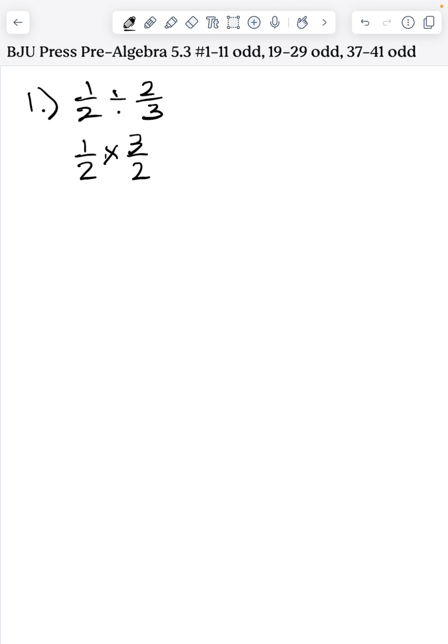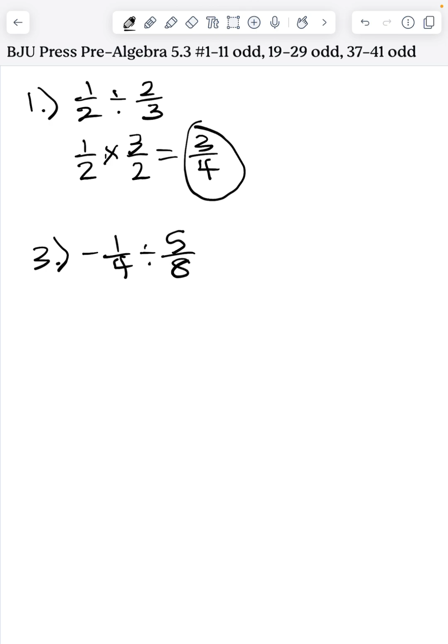Now we're doing multiplication like we just did all throughout the last section, where we multiply the numerators and we multiply the denominators. Number 3. -1/4 divided by 5/8. Okay, so you keep the first fraction as it is. Instead of dividing by 5/8, you're going to multiply by the reciprocal 8/5.